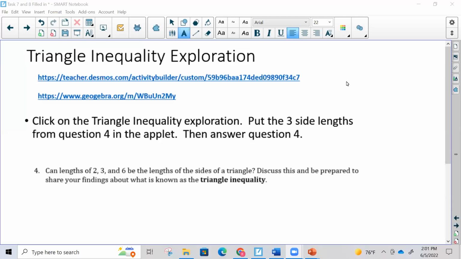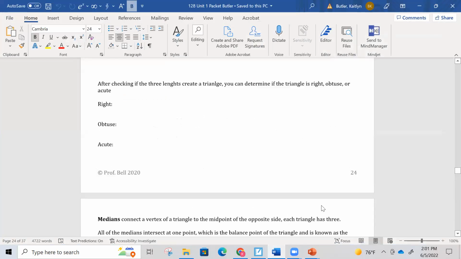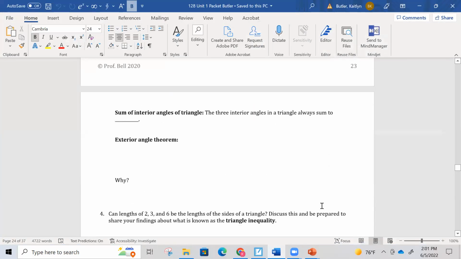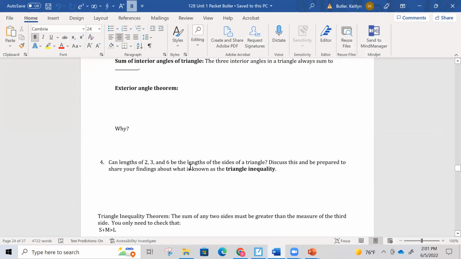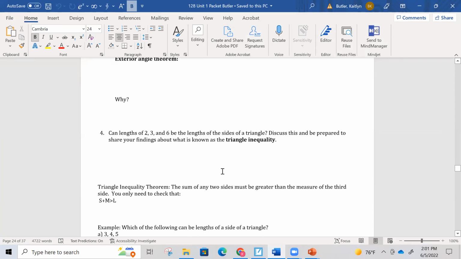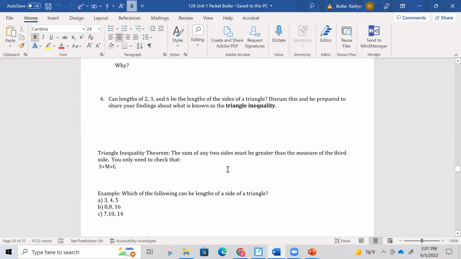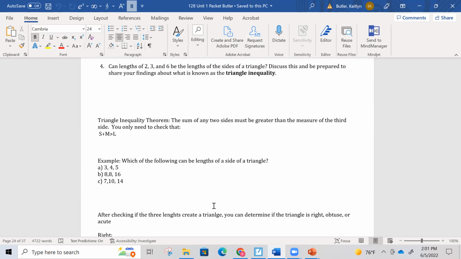Okay, so in this video, we're going to look at task 8. It is on page 24. We're starting where it says number 4, can the lengths of 2, 3, and 6 be the lengths of a triangle? And it talks about the triangle inequality, and then we're going to just do the rest of the problems on that page.